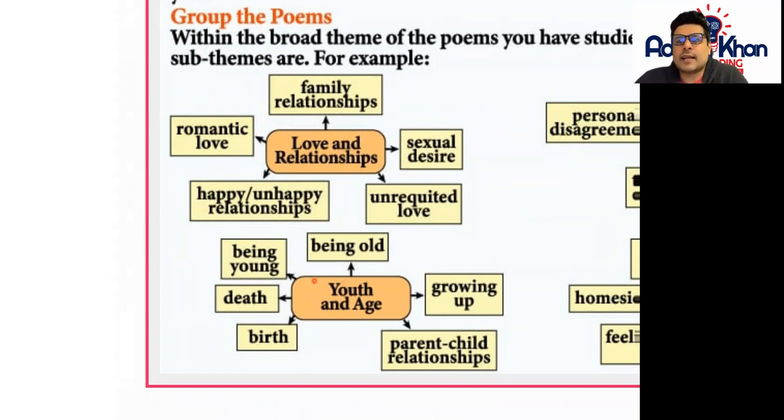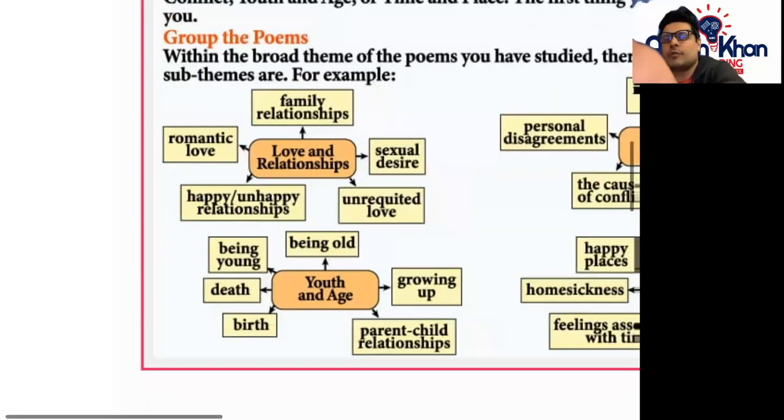Youth and age is another particular group within a poem. This could be being old, could be about growing up, could be about parent-child relationships, could be birth, it could be about death, it could be being young, and so on and so on. So you get the kind of gist of what I mean in terms of the themes in these particular poems as well.